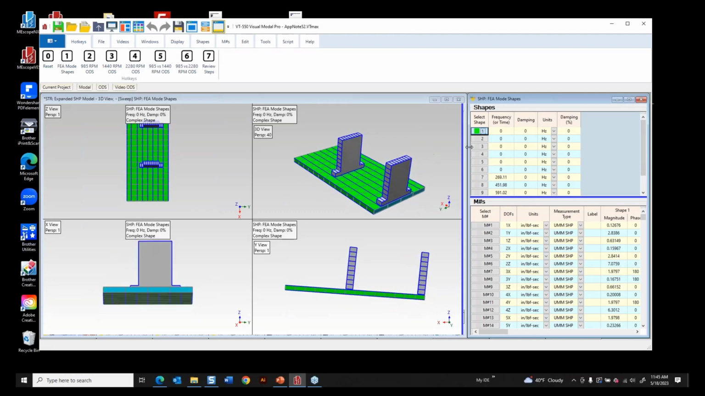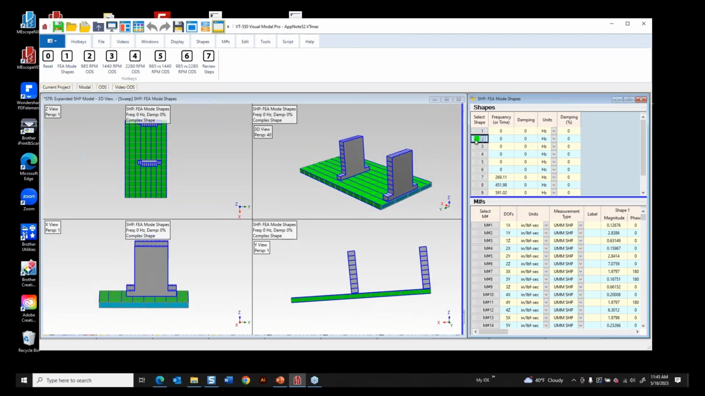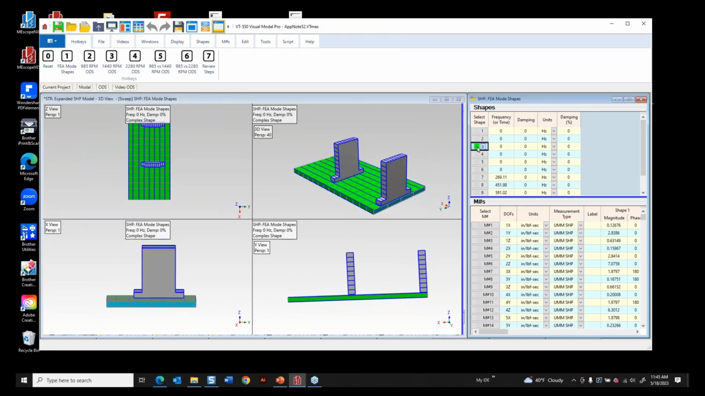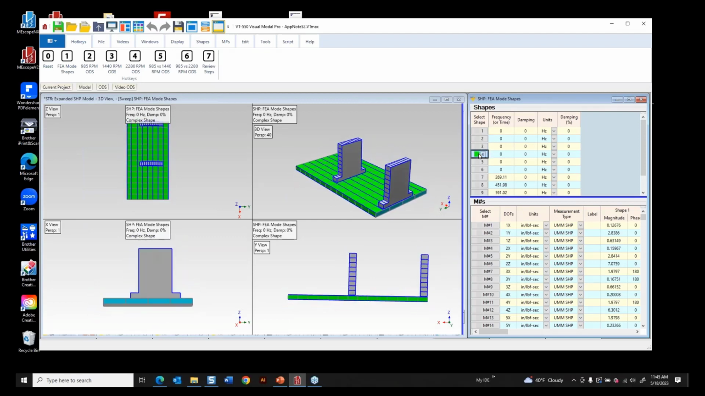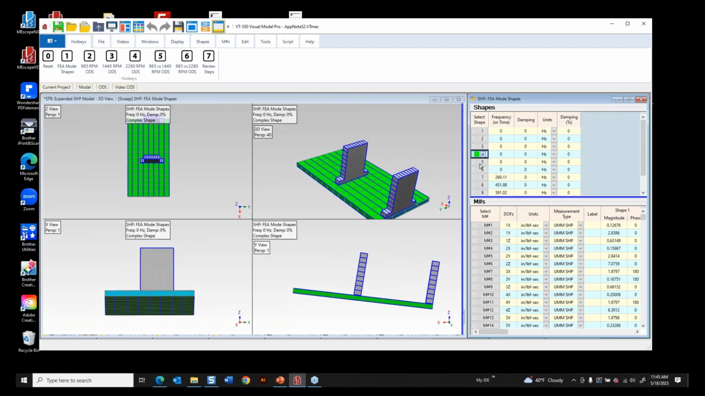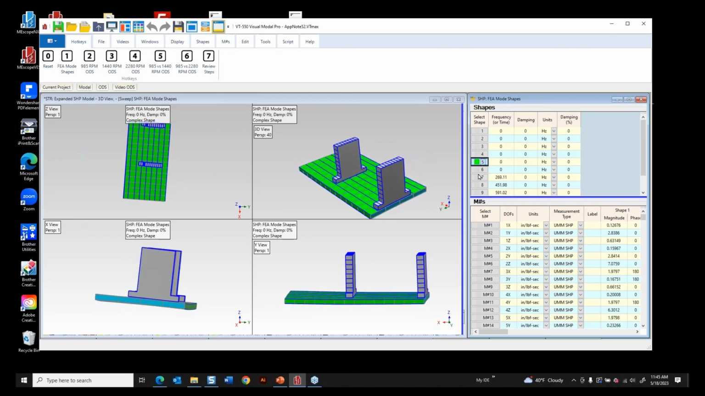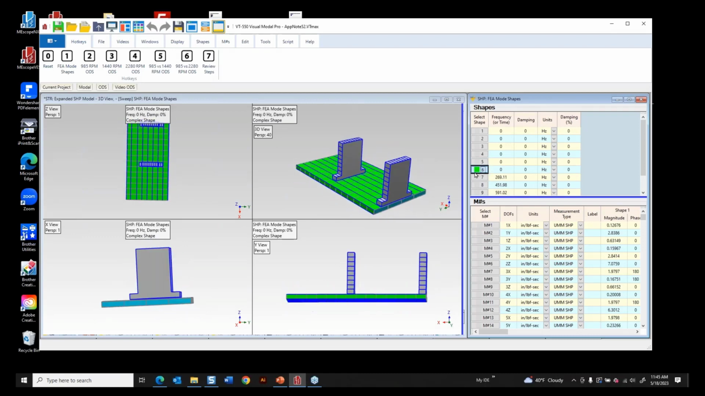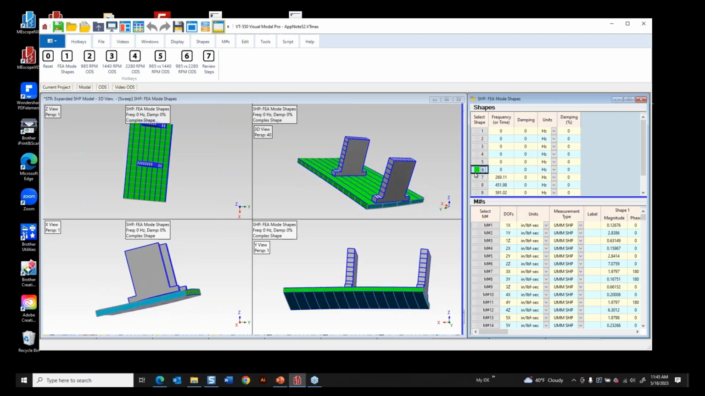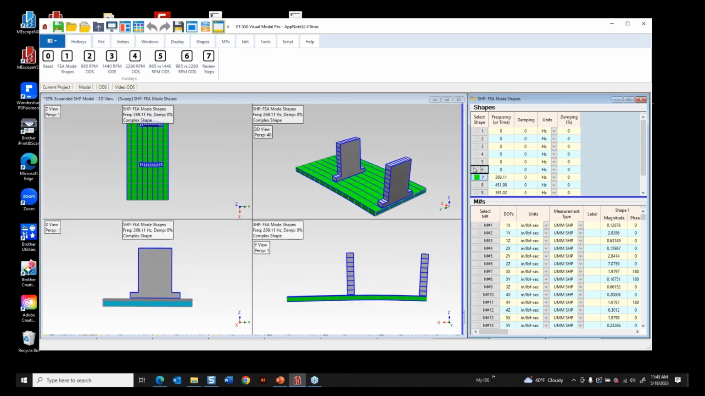I can go back here. There's a translation mode and there's another one. And, you know, we kind of get them mixed up here. They all look like translation. Well, there's a good rotational mode. There's another good rotational mode. So they're just a body in space with 6 modes of vibration.